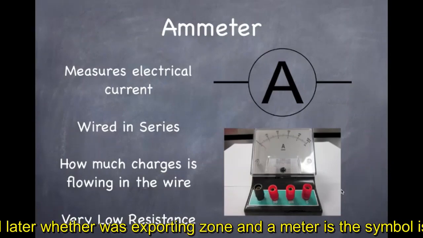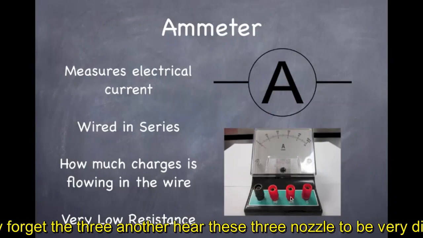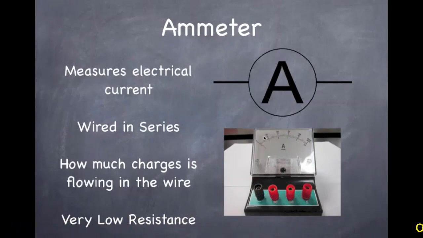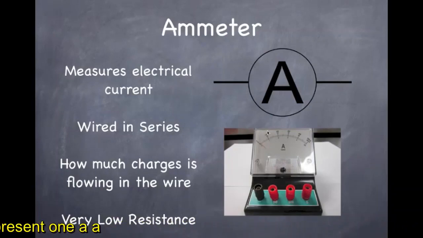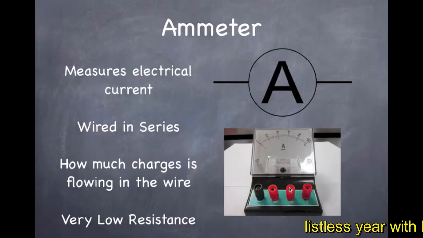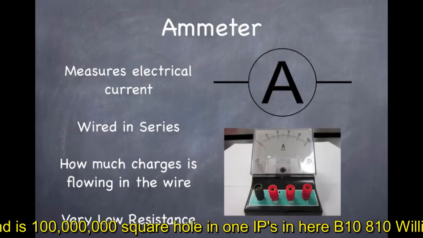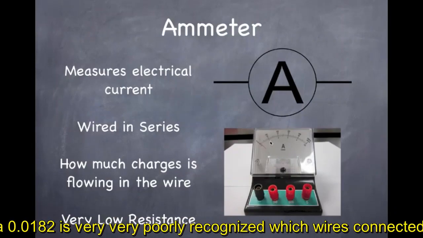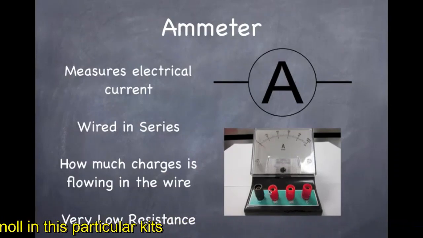One of the most important things about an ammeter, this is the symbol, this is what it looks like in the class. You've got these three knobs right here. These three knobs will give you very different current readings. So for example, if it went to this one, and it was on this knob right here, that would represent 1 amp. But if it was here, that would represent 100 milliamps, or 0.1 amps. And here it would be 10 milliamps, or 0.01 amps. So it's very important that you recognize which wire is connected to the knob in this particular case.